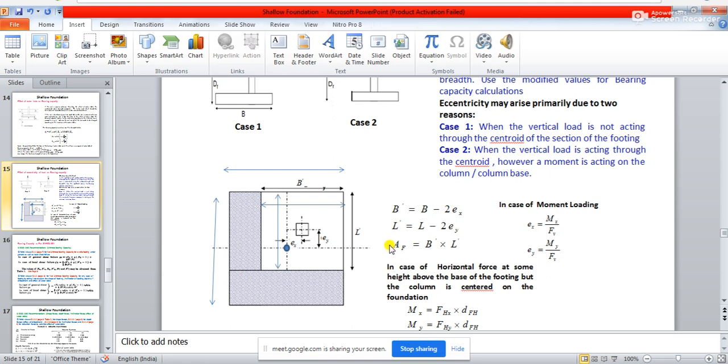So, the effective area of the footing will become b dash into L dash. Now, in the bearing capacity, a student is asking why we are multiplying the eccentricity by 2 times, 2 into Ex. Why is it 2 times?